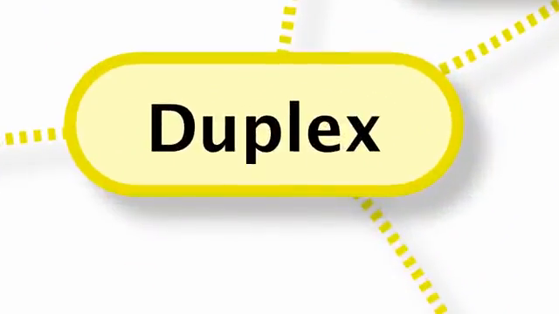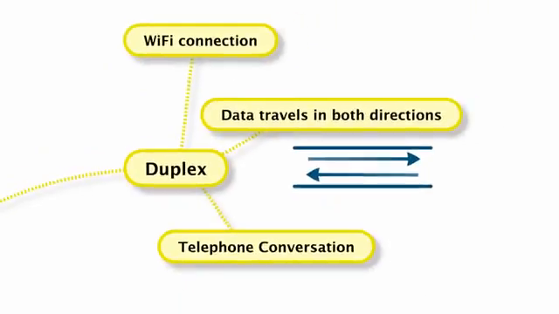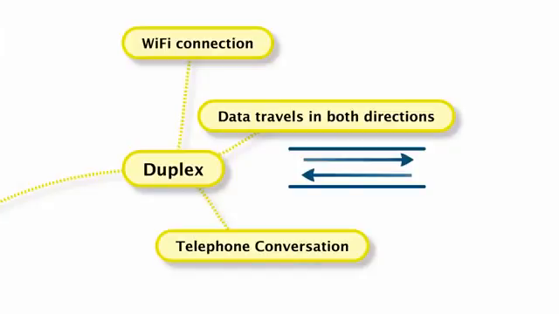Right, the next type we're going to look at is duplex. And it should be quite common sense. Simplex is one direction, duplex, you're talking of two directions, and duo is another word for two, so two directions. Data travels in both directions.